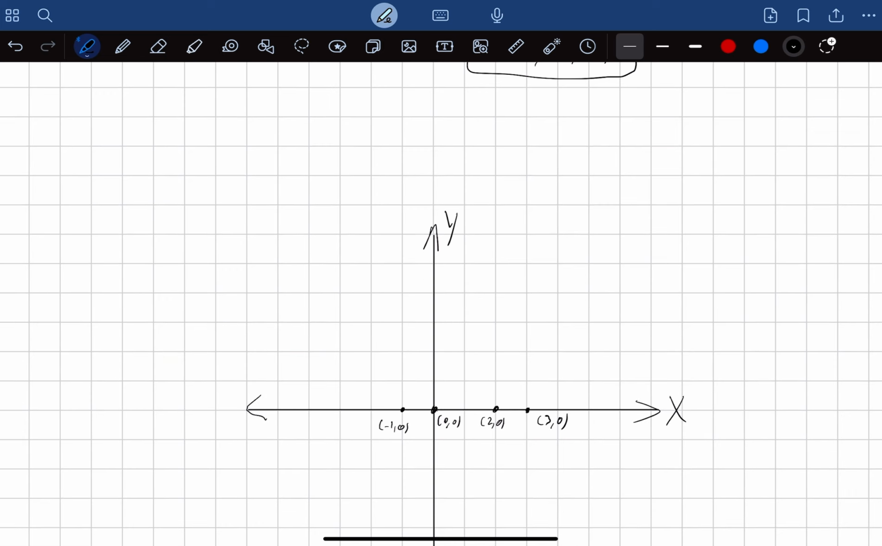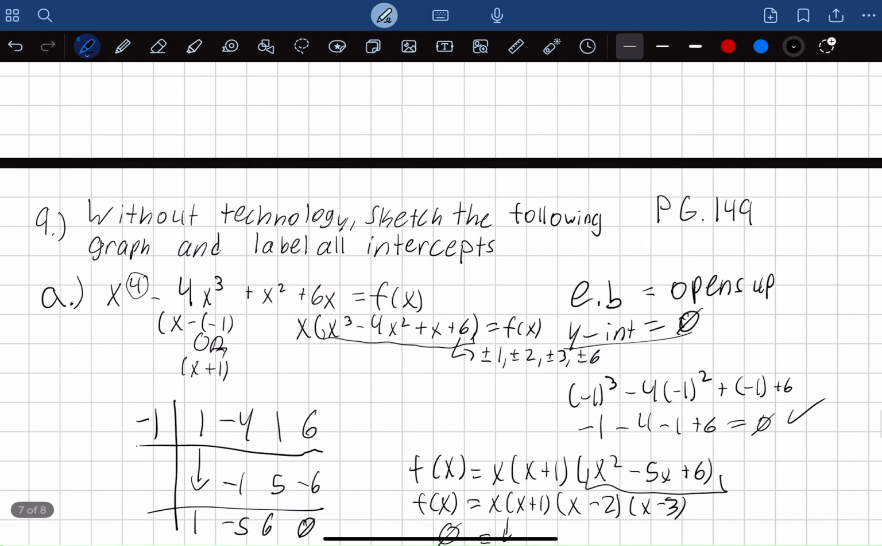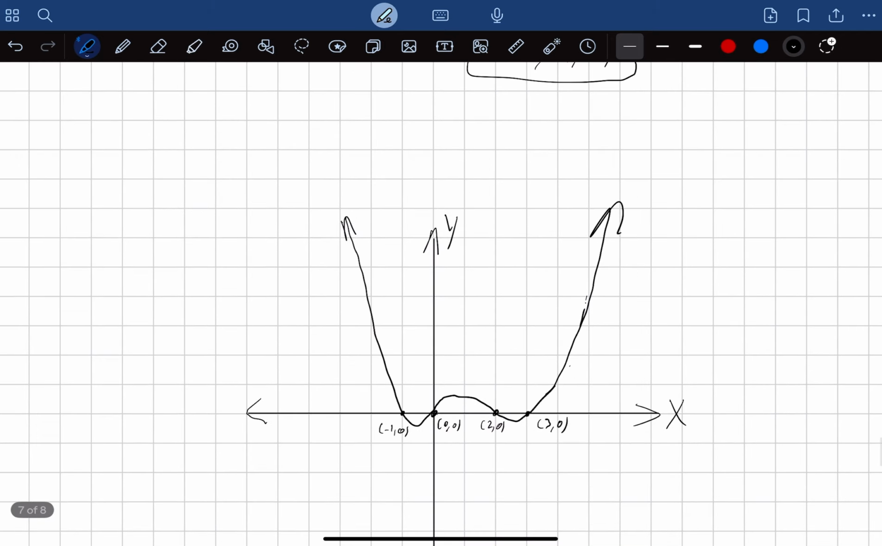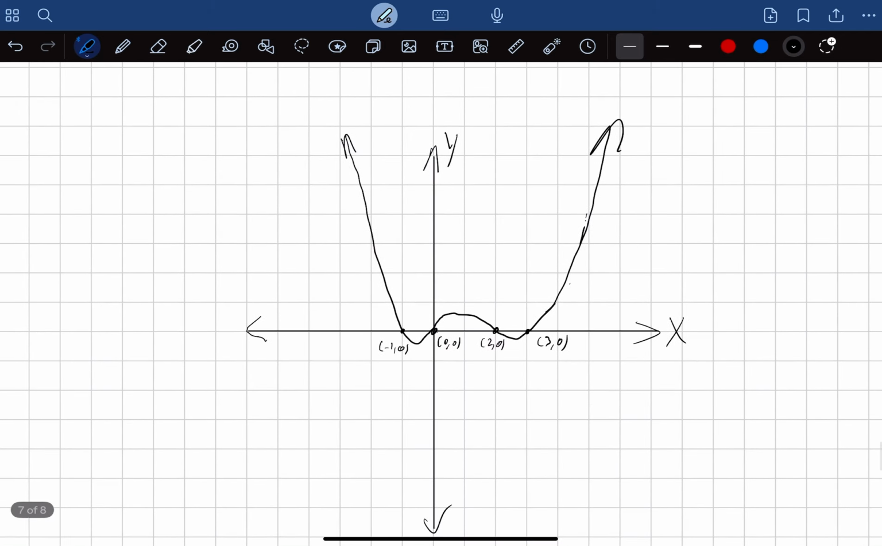So now we use our end behavior to know what happens here and what happens at the end. So now we can go like that because, again, we know that our function opens up because of the degree, and that is how we can sketch our graph without any technology.